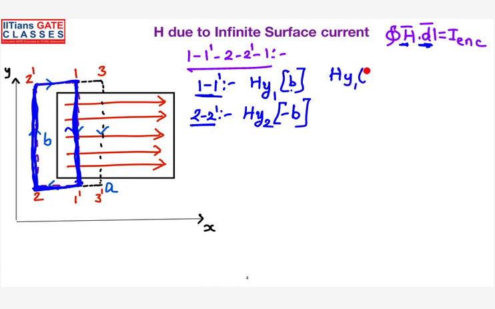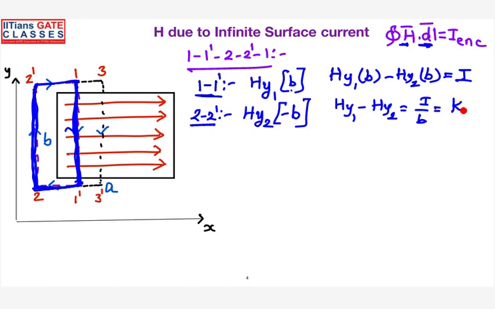Hy1 into B minus Hy2 into B is equal to the total current enclosed, let me call it I simply. So Hy1 minus Hy2 is equal to I by B. So current divided by B is nothing but your surface current density K. Take it as equation 1.